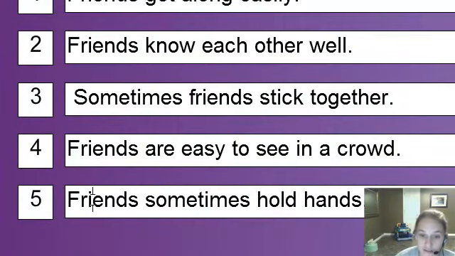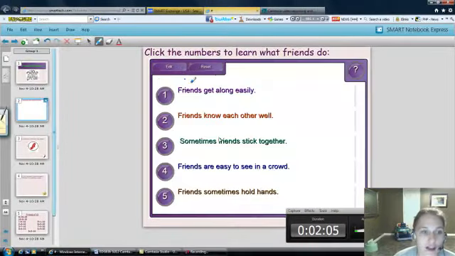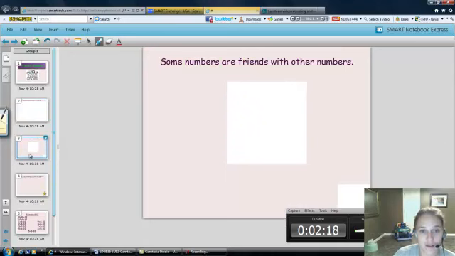I love how it says friends sometimes hold hands, because in number bonds, sometimes they do hold hands and sometimes they don't touch. For example, 2 plus 3 is 5. 2 and 3 do not touch, but 2 and 5 do, and 3 and 5 also do. Okay, I like this page. I would add some visuals to it, but the function of this page is to give the students rules to follow when doing fact families and when doing number bonds.